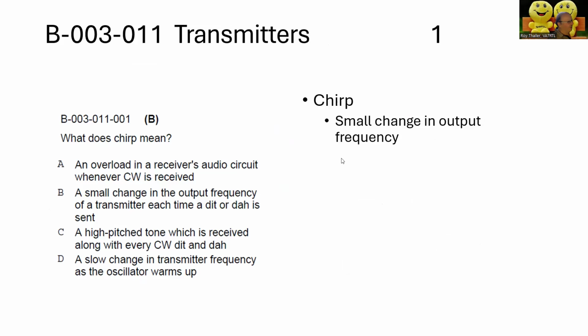So here's one. What does chirp mean? So that usually happens when there's a drift in the output frequency. And so that happens when there's a change in the output frequency of a transmitter each time a DIT or DAH is sent.